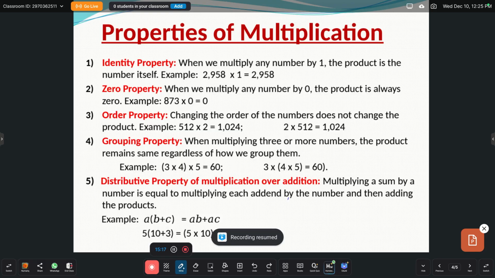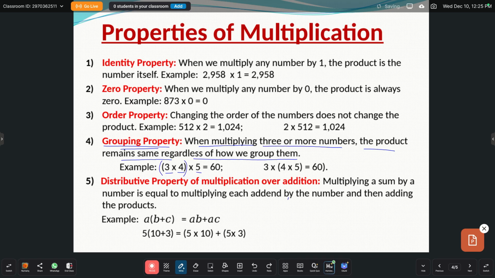So, beta, you got it that grouping property says that whenever we multiply three or more numbers, the product remains same regardless of how we group them. Here I'm having three numbers, 3, 4 and 5. I will multiply the first two numbers first and then multiply that product with 5. And in this case, I will keep the first number as it is and multiply the last two numbers first. In both the cases, I will get the same product, that is 60. Now, moving to our property number 5.